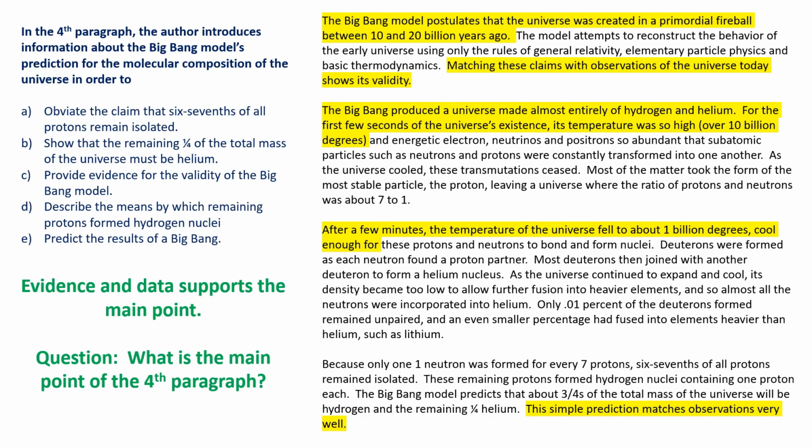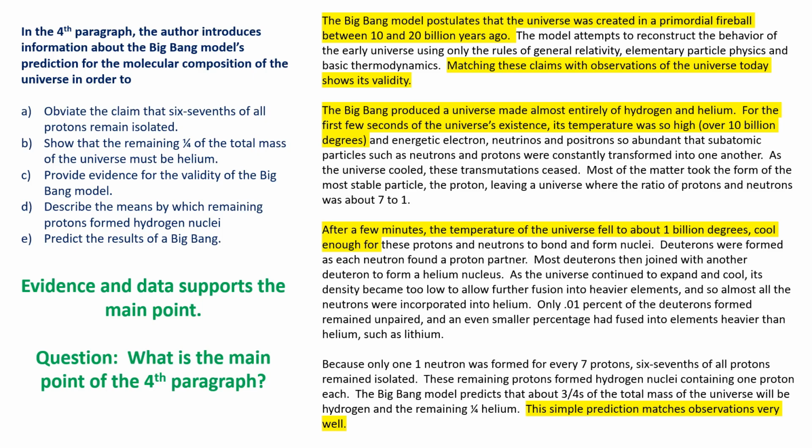A, obviate, which means, I think of it as to obliviate, the claim that 6/7 of all protons remain at. No, it's just not about that. It's something about predictions matching observations, and the Big Bang's correct. Showing that the remaining 1/4 of the total mass. No. Provide evidence for the validity of the Big Bang model. It's pretty much right on top of what we said paragraph 4 is about.